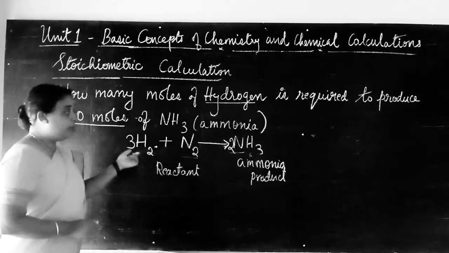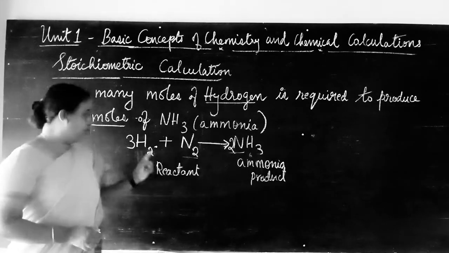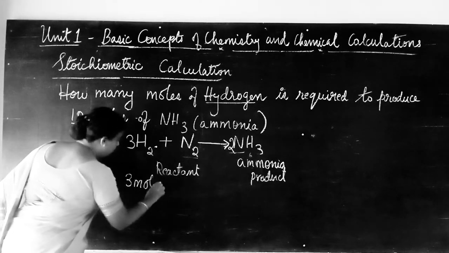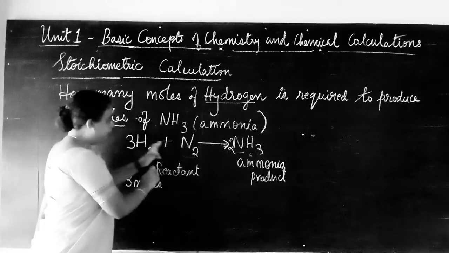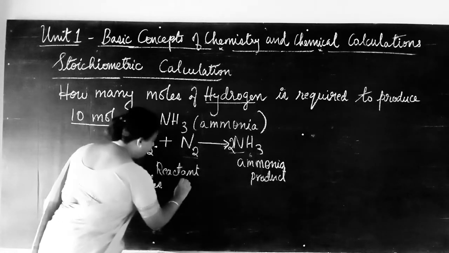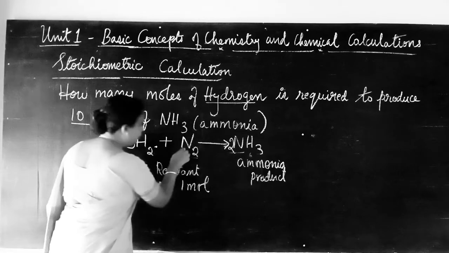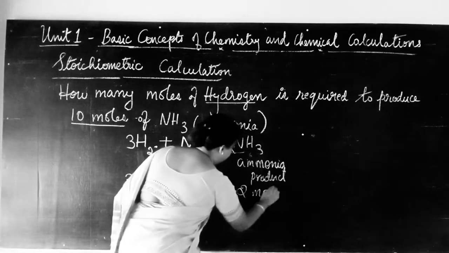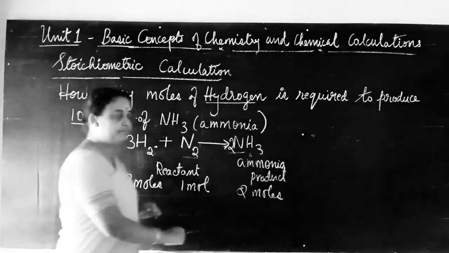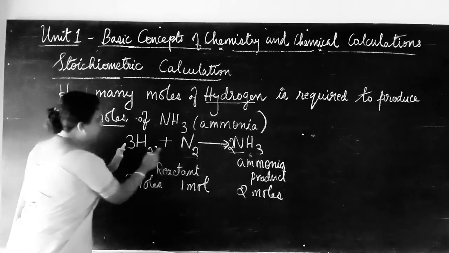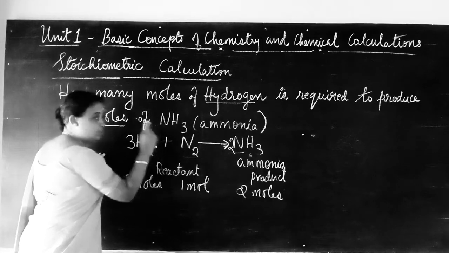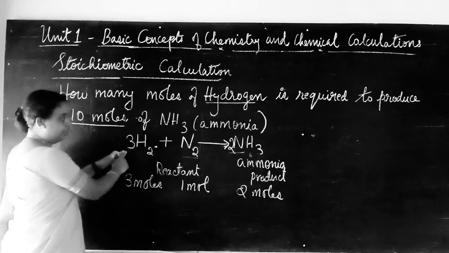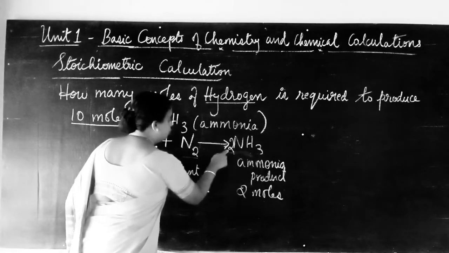3 moles of, now I am telling it in terms of moles. Okay, so 3 moles of hydrogen react with 1 mole of nitrogen to give 2 moles of ammonia. Right? So on the left side, here there is no value, so we can consider it as 1. Whereas in the case of hydrogen, the number here is 3, and in the case of ammonia, the number here is 2.